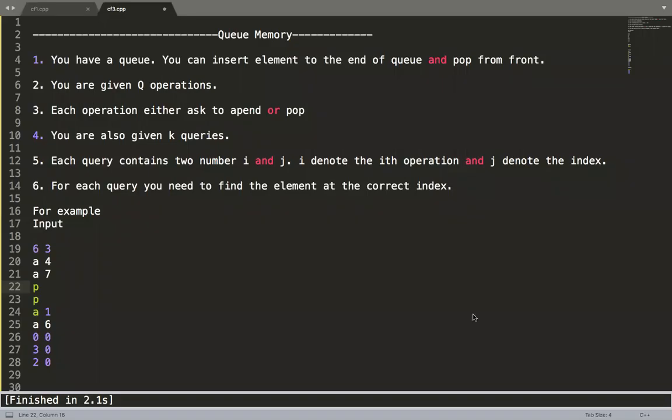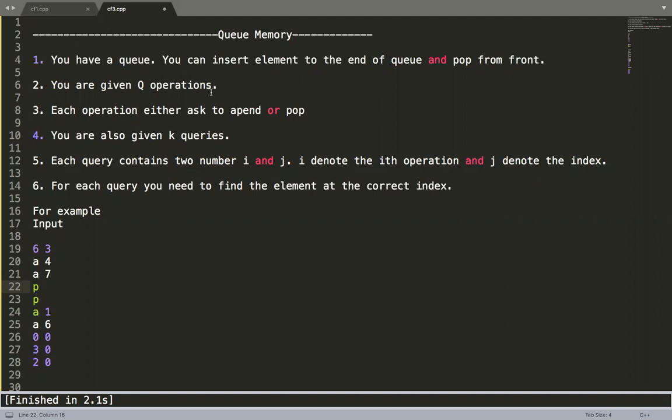Hello everyone. So today we are going to solve the question, and the name of the question is Queue Memory. Basically, you are given a queue, and you can insert an element at the end of the queue, or pop it from the front. In each operation, either you can pop or you can insert, and the popping takes place from the front, and the inserting takes place at the back.